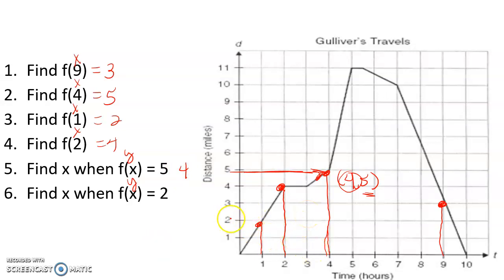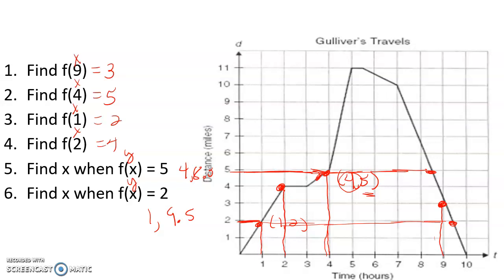Oh, wait, sorry, let me go back up. This one has another point. So when I'm at 5, if I keep going across, there's another point right there at 8.5. That one has 2. Okay, when f of x equals 2, I'm going to look. Right here's a point at 1, comma 2. I already know the 2, so I need the 1. Keep going across. There's a point right here at 9.5. So there's my points.